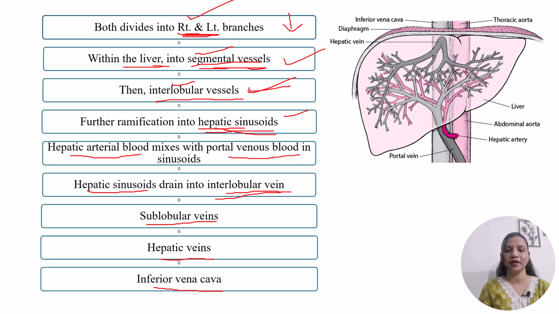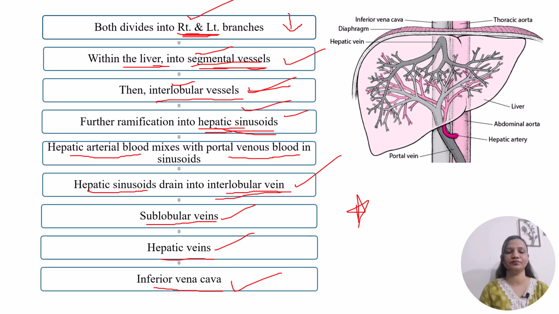lead to the formation of the hepatic sinusoids. These hepatic sinusoids are the networks of capillaries formed by both the vessels. Here in the hepatic sinusoids, the arterial blood and venous blood mix with each other. The tissues of the liver take their essential nutrients, and the blood drains from the sinusoids into the interlobular vein, then into the sublobular vein, then into the hepatic vein, and finally the blood drains into the inferior vena cava. So these are the series of events very important that you have to keep in mind.